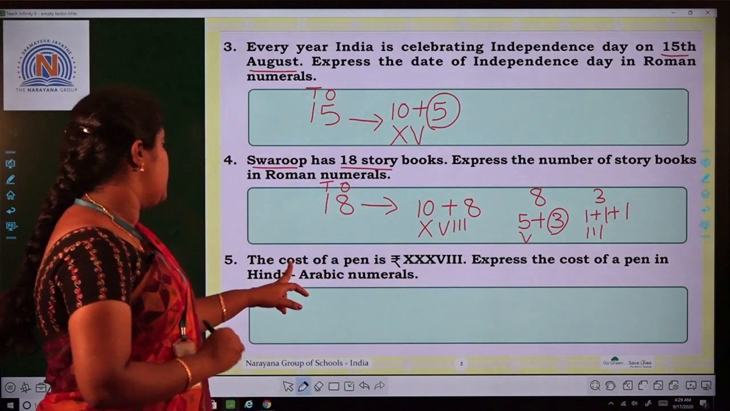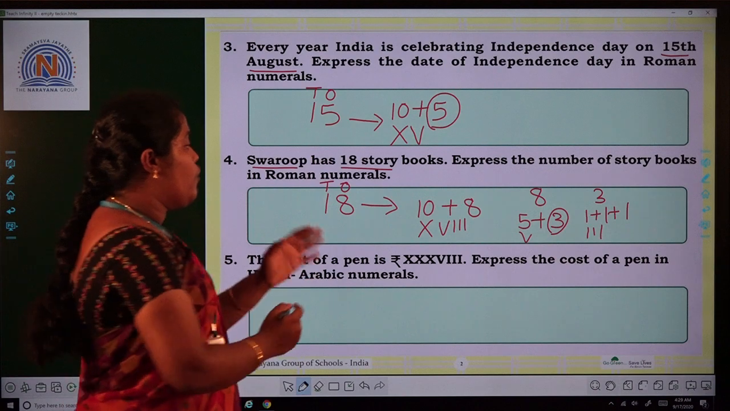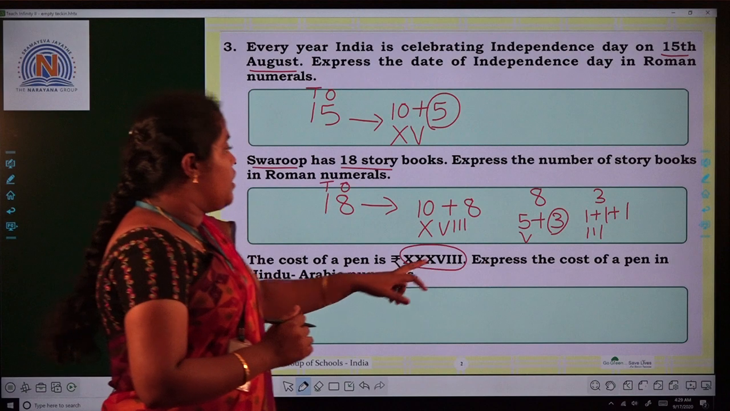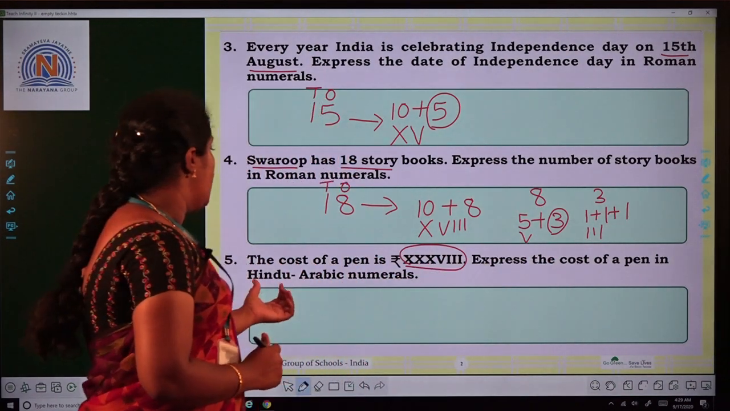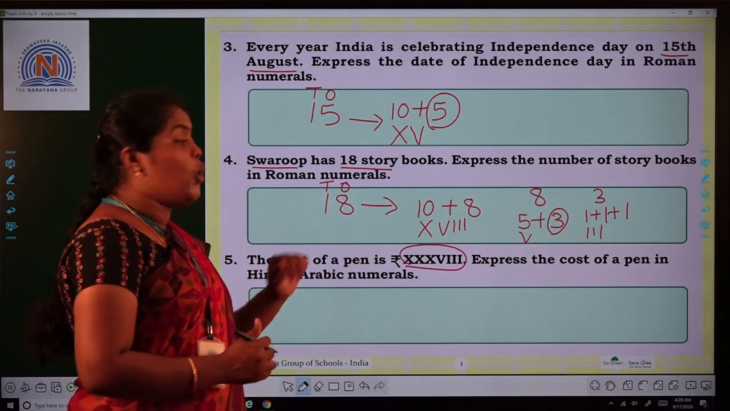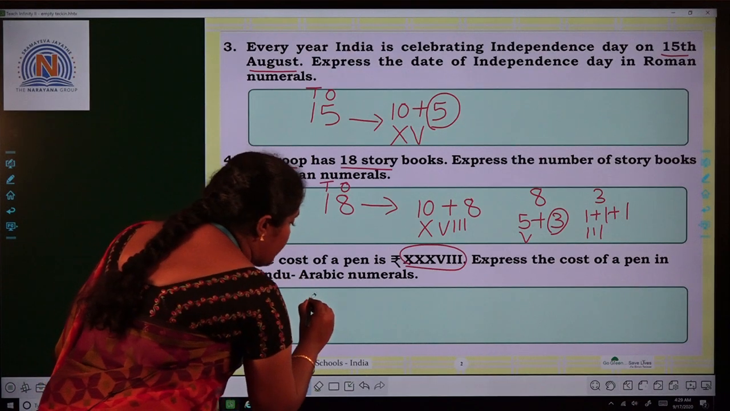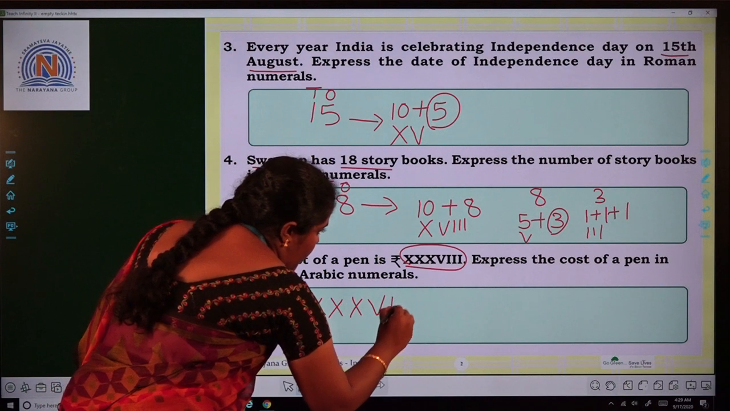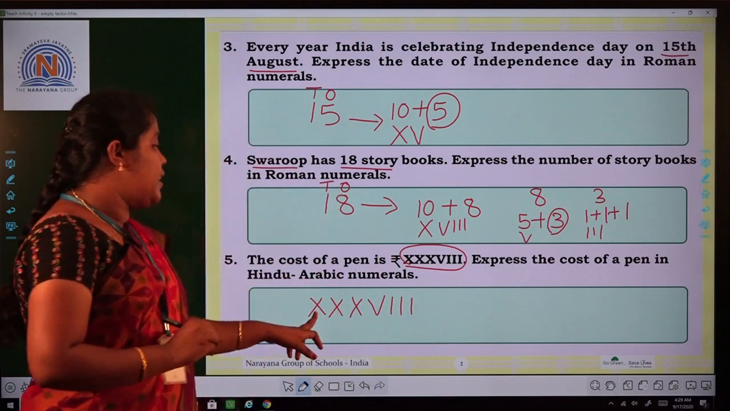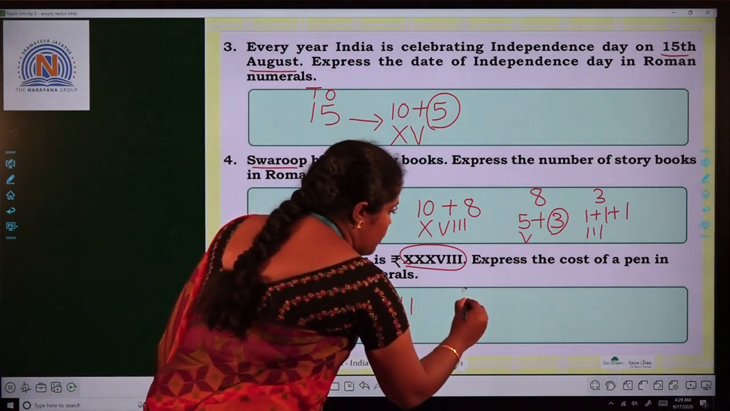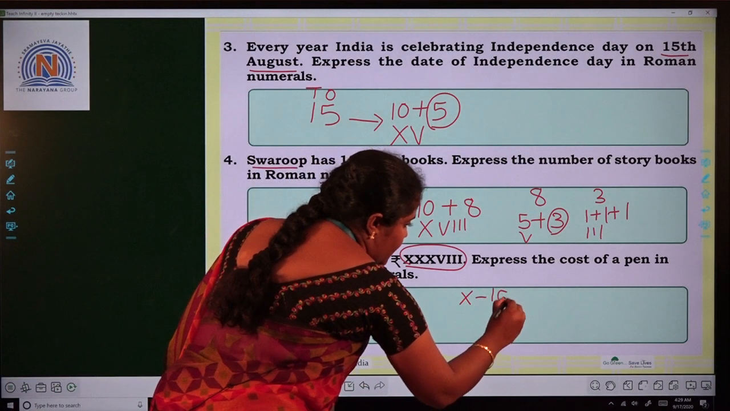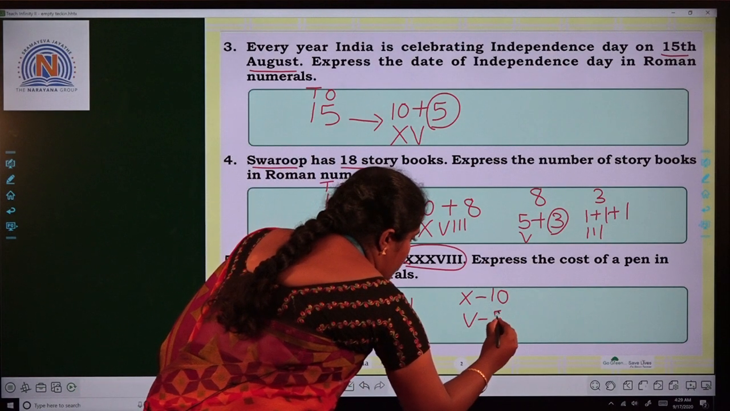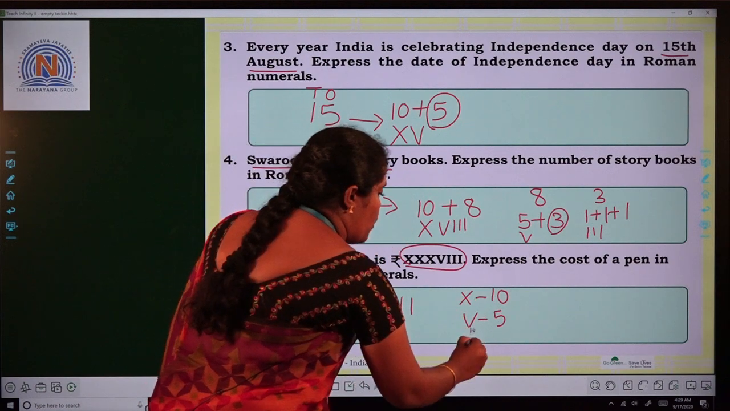Next we will go to the 5th one. The cost of a pen is, they gave one Roman number. That is triple X V triple I. Next, express the cost of the pen in Hindu Arabic numeration. They gave it in Roman system. We have to convert into Hindu Arabic numeration. That is triple X V triple I. So here the value of X is 10. Then the value of V is 5. And the value of I is 1.